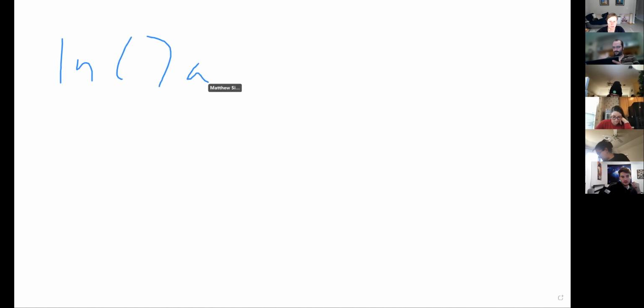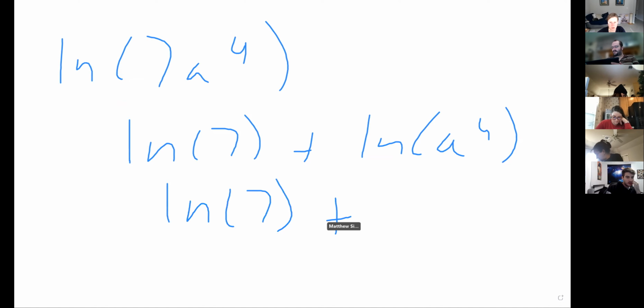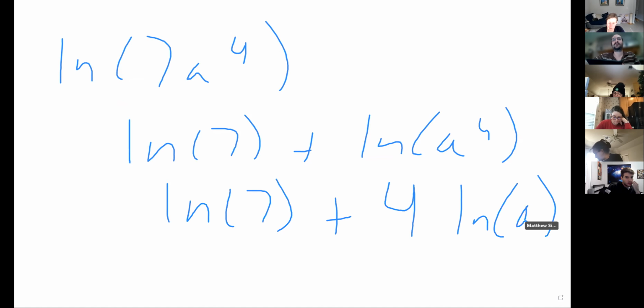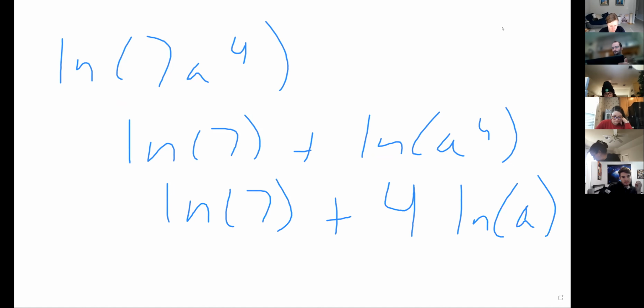Yes. So the ln of 7 plus ln of a to the 4th is the next step. And so the final thing is that we're going to move that 4 down in front. That 4 gets moved down in front of the ln of a. It doesn't get moved in front of the other one. Only the log it's attached to.